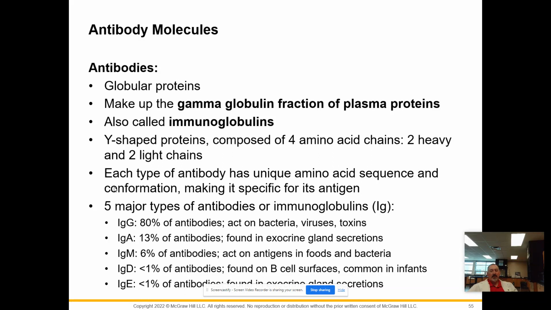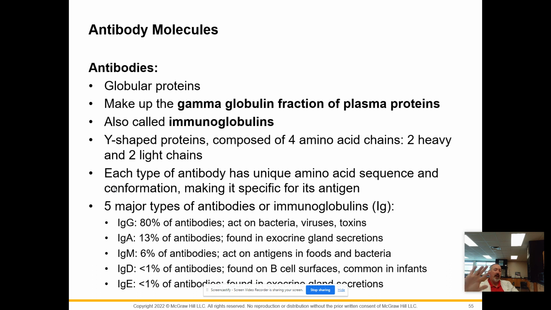So let's look at antibodies. They're globular proteins, meaning that it's going to be a quaternary structure, so multiple structures put together, really specified. These structures that make up the gamma globulin fraction of plasma proteins make up the immunoglobulins. They're going to have a Y-like shape. They're going to be composed of four chains, two heavy chains, two light chains. Of those antibodies, there are going to be five different categories of immunoglobulins.